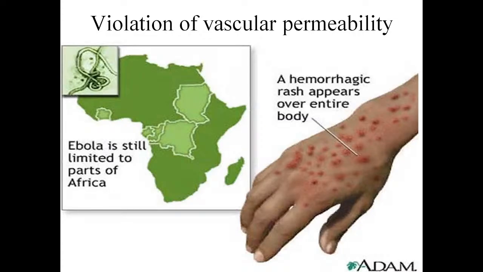Next mechanism is a violation of vascular permeability. For example, in this slide you can see Ebola fever. Ebola fever is still limited to parts of Africa. And in the second picture you can see the hemorrhagic rash that appears over the entire body.